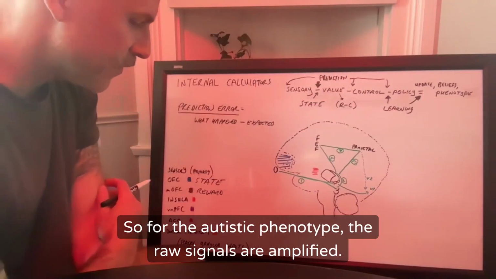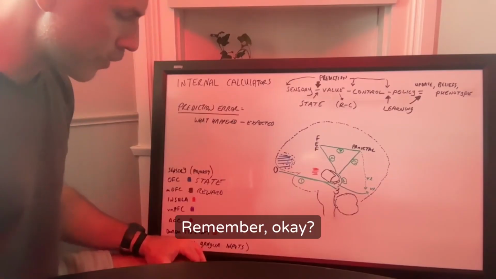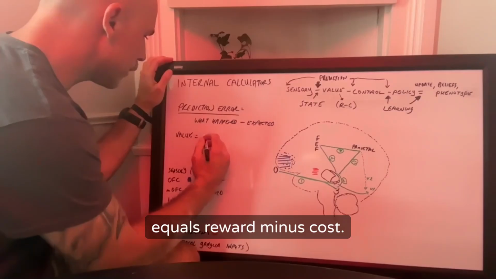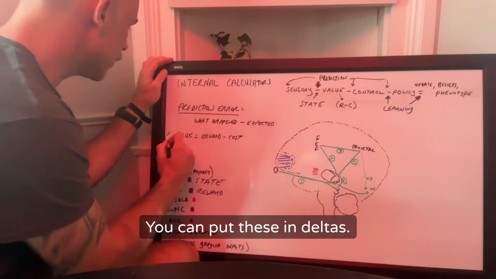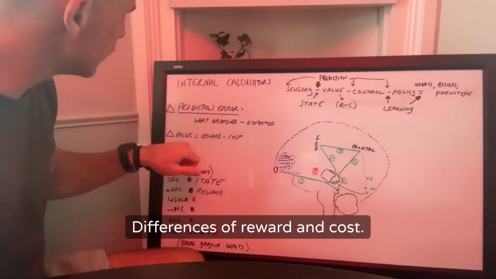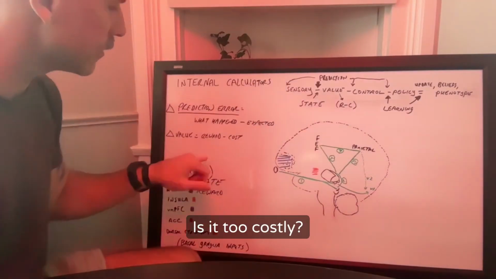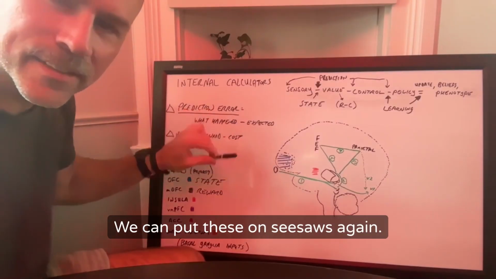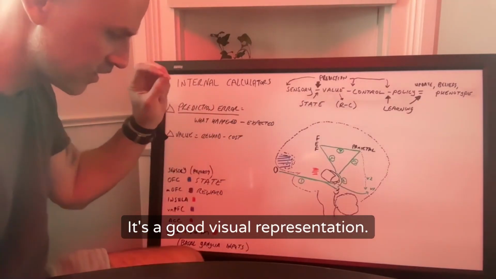So for the autistic phenotype, the raw signals are amplified. Remember, okay? And this shifts the equation. Value equals reward minus cost. You can put these in deltas, the differences of reward and cost. Is it too costly? Does the cost outweigh the reward? We can put these on seesaws again. Seesaws are always a good thing. It's a good visual representation.